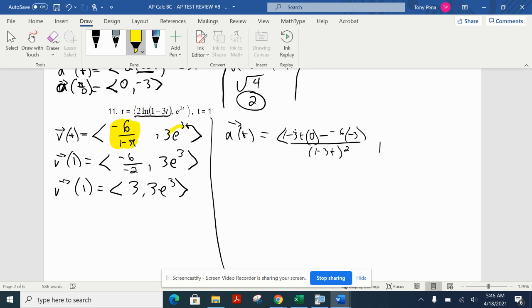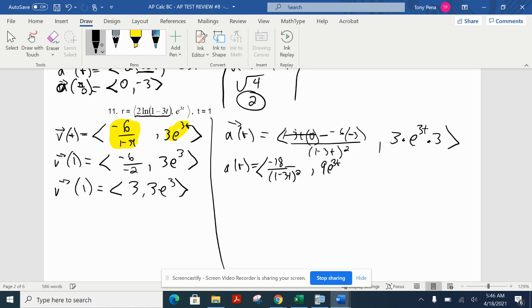The derivative of this, we would drop our 3, and then the derivative of the e to the 3t should repeat itself, and then once again times the derivative of that exponent. So definitely probably want to clean this up a little bit. This cancels because of that 3. We end up with a -18 overall for that numerator, and then over 1 minus 3t squared. And then this guy, 9e to the 3t.